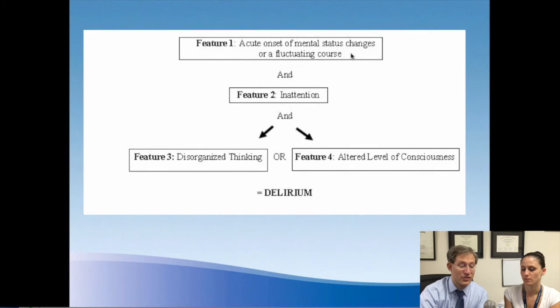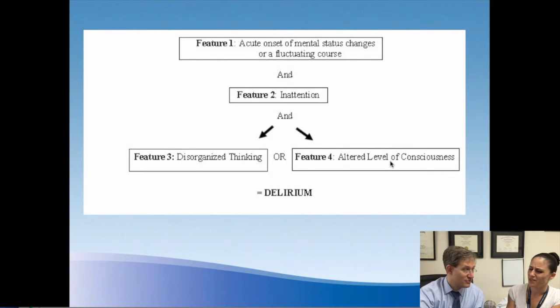So again, one more time for repetition, you need to have an acute onset of mental status changes or fluctuating course in your mental status and inattention, and either disorganized thinking or an altered level of consciousness.